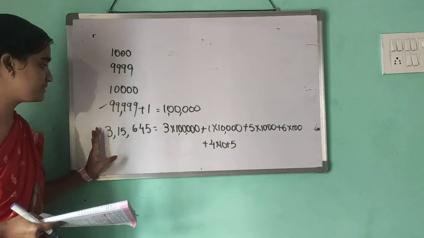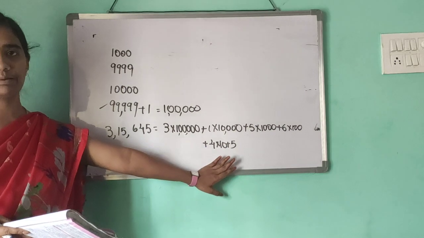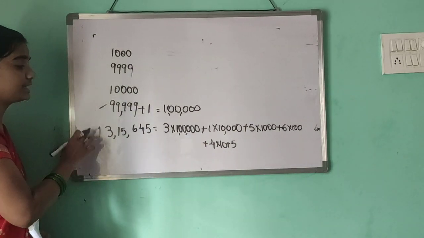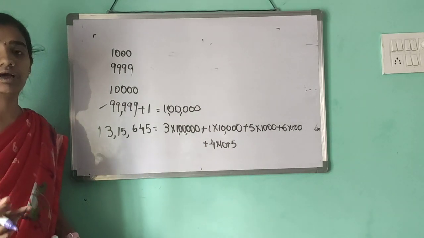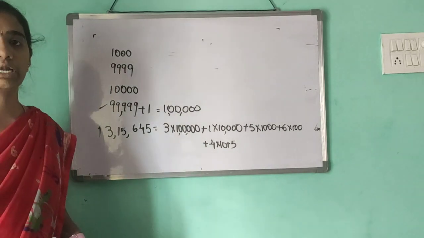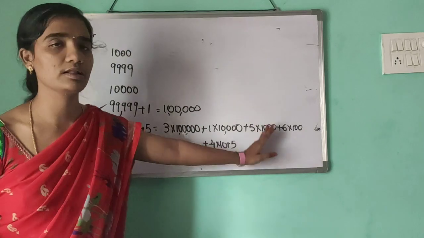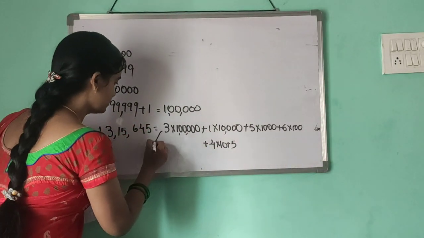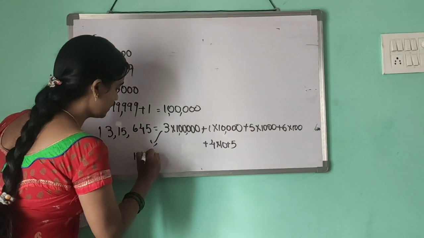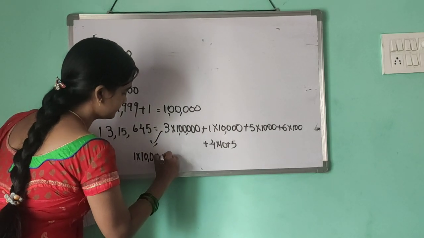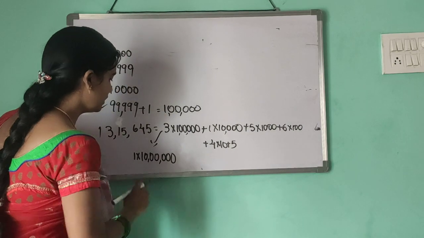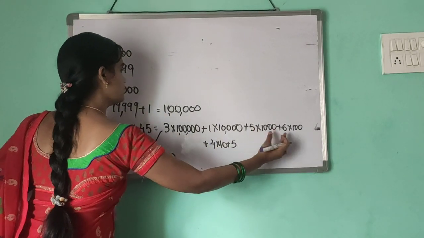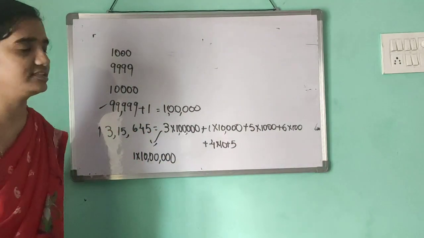Okay. Here 3 lakhs is given. You have to expand these numbers this way. For example, here is another number, 13 lakhs. That means 10 lakhs plus 3 lakhs. How can we expand these numbers? In this process, we expand in the same way. For example, 1 into 10 lakhs, then 1 lakh, 10,000, 1,000, 100, tens, ones. That's it.